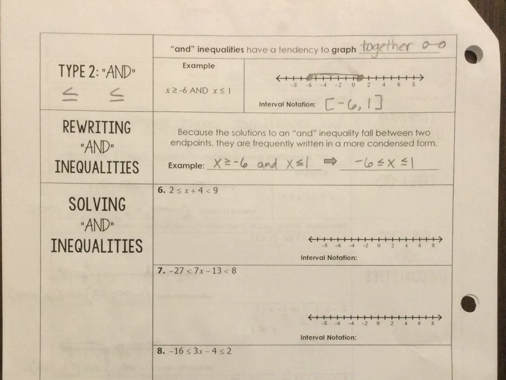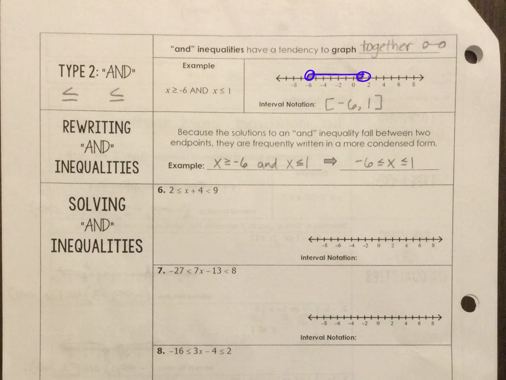These are your 2.9. This is the second page. Yesterday, you all wrote down these top notes. Remember, we talked about ors, and when we have an or inequality, one goes that way and one goes that way. Today, we're talking about ands. When we have an and inequality, they come together like this one right here, okay?